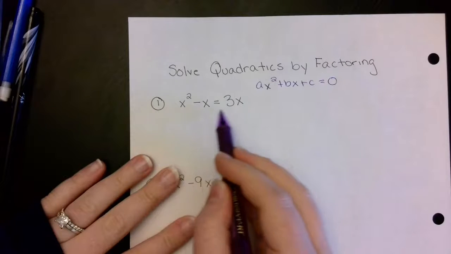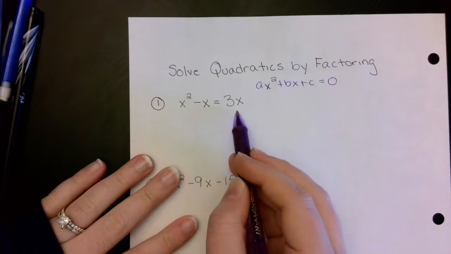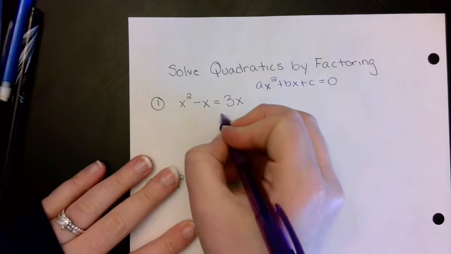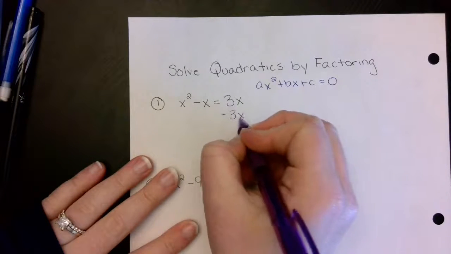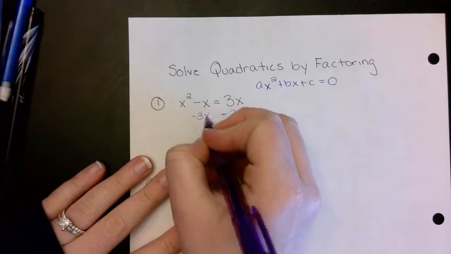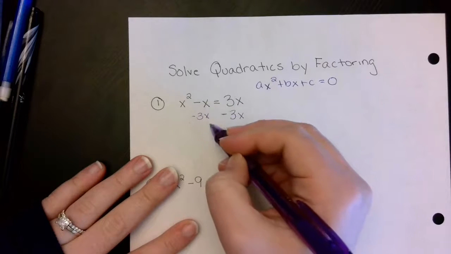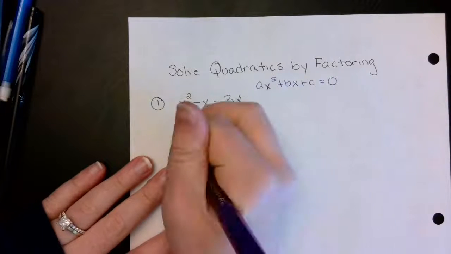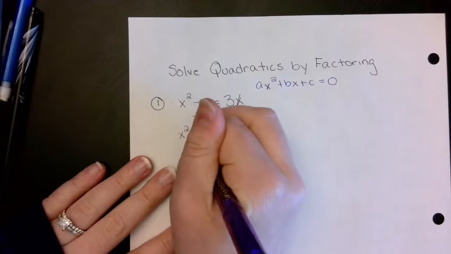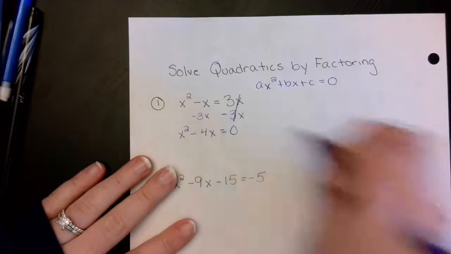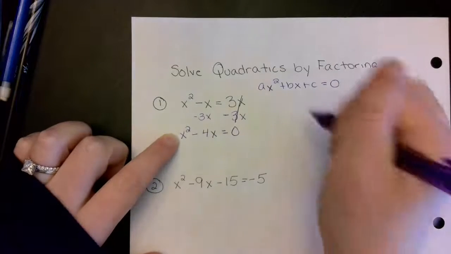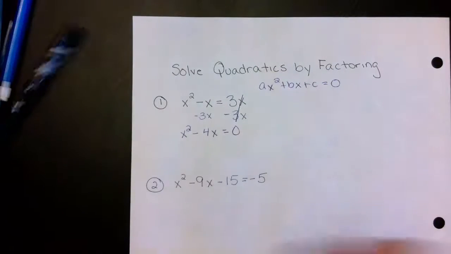Okay, so our first quadratic equation equals 3x. I can't have an equal 3x. I need to say equal 0. So I'm going to subtract this 3x over. It belongs to this x term. They are like terms. This becomes equal 0. And this says x squared minus 4x equals 0.